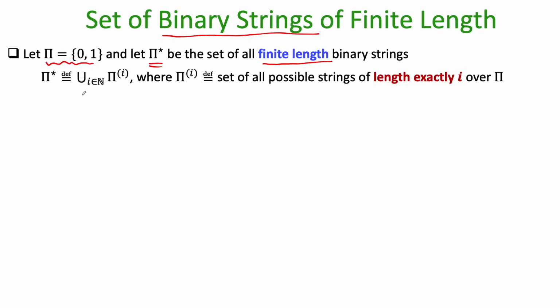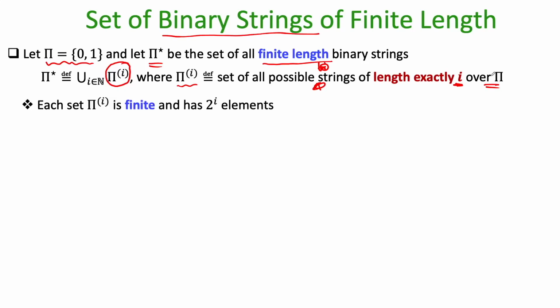So more formally, Π star is defined to be the union of the sets Π superscript i within parentheses, where i belongs to the set of natural numbers, namely i ranges from 0 to infinity. And what is this set Π power i within parentheses? It is the set of all possible strings of length exactly i over the alphabet Π. And since Π consists of only symbols 0 and 1, what does this Π raised to power i denote? It denotes the set of all possible binary strings of length exactly i.